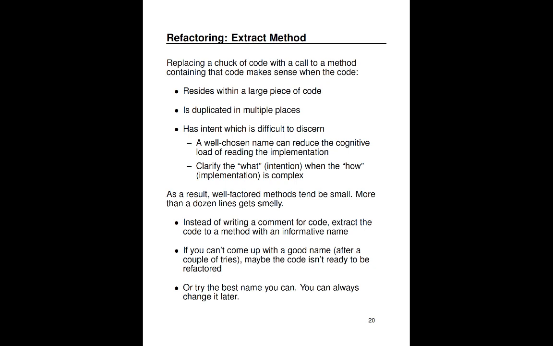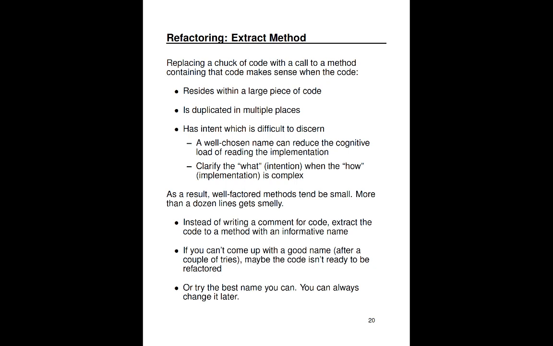Also, when you've got a chunk of code where it's hard to understand what its intent is, why the developer who wrote it chose to do so, extracting a method can really help clarify the intention, the what of the code, especially when the implementation, or the how of the code, is really complex.